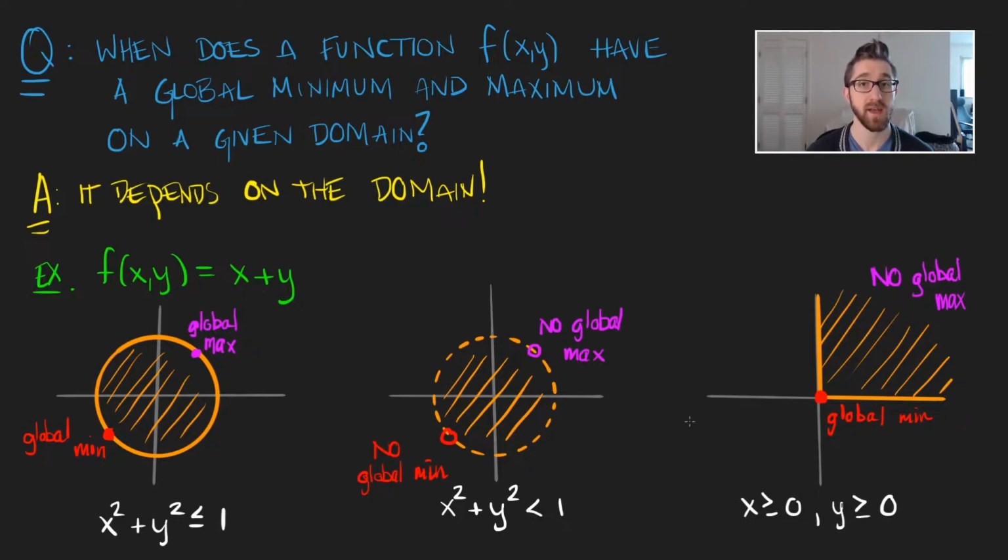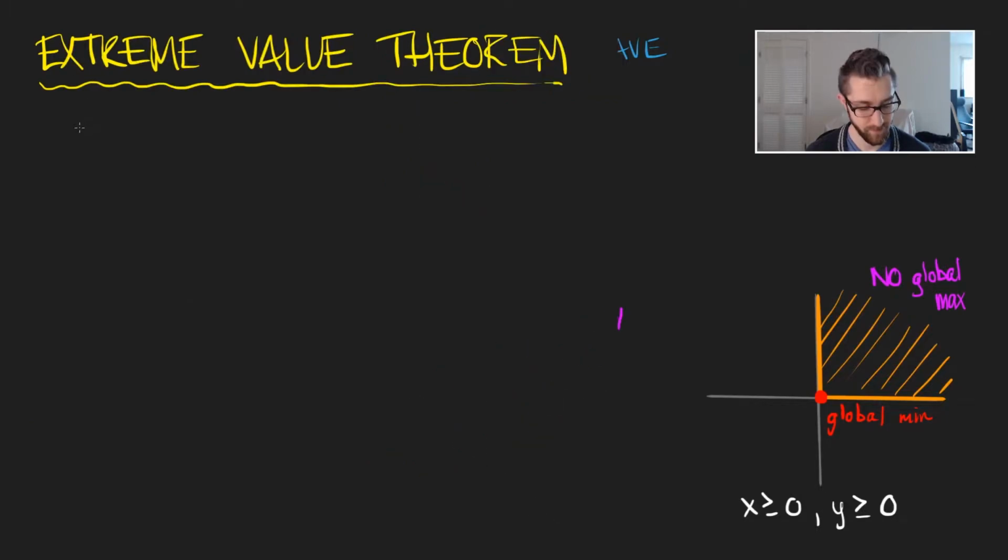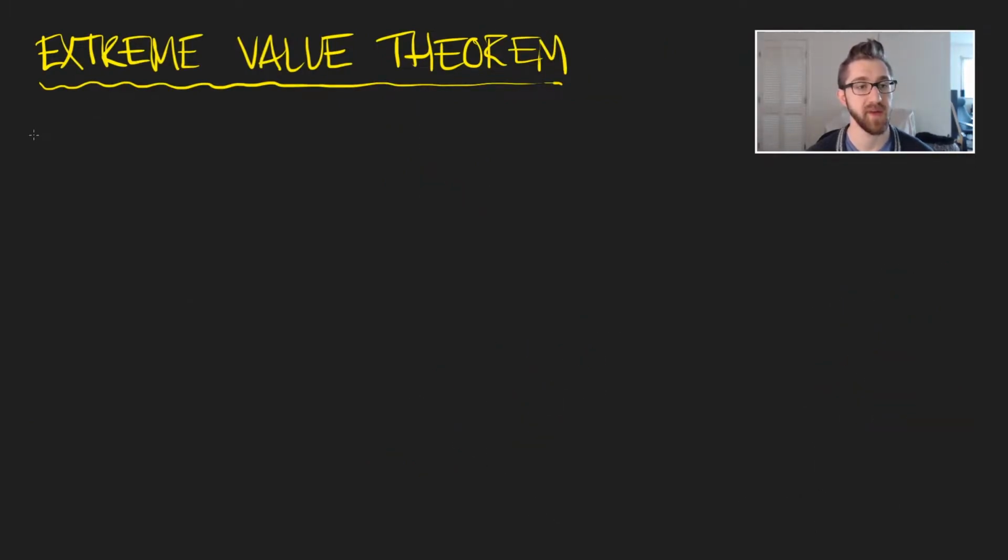So what I'm going to tell you about next is a statement called the Extreme Value Theorem, which pretty much says, as long as the function we're dealing with is continuous, and the domain doesn't have either of these issues, meaning it does contain its boundary and it's not infinitely big, then we're guaranteed to have a global maximum and a global minimum. So here's the statement of the extreme value theorem.